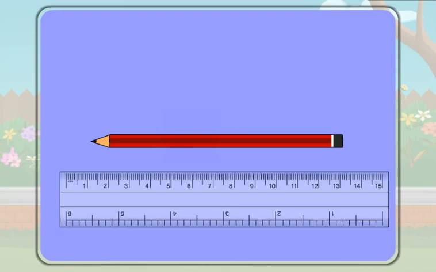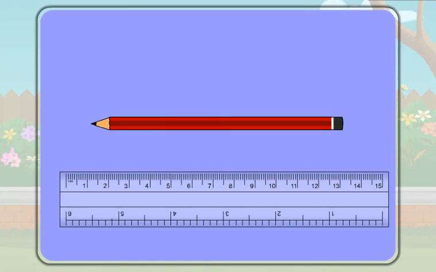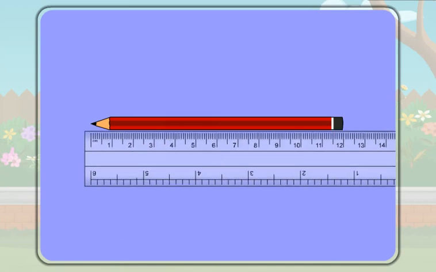Place the pencil as shown here. Bring a scale and keep it along the length of the pencil as shown here. Keep the zero mark of the scale at one of the ends of the pencil. Then, take the reading at the outer end.